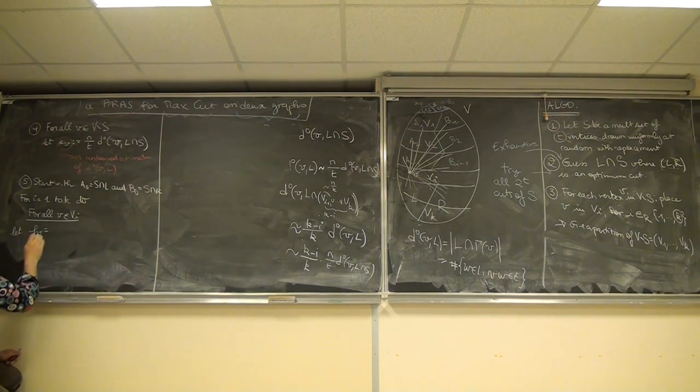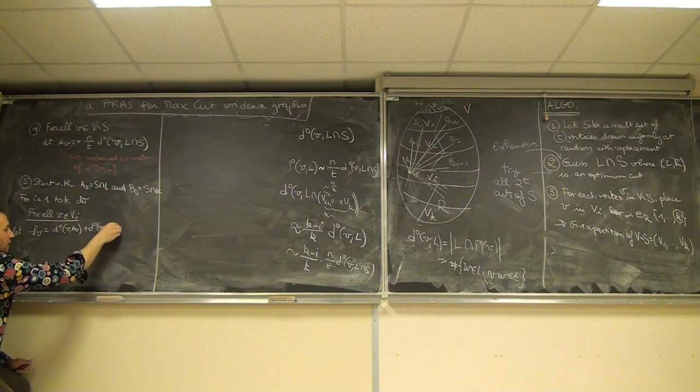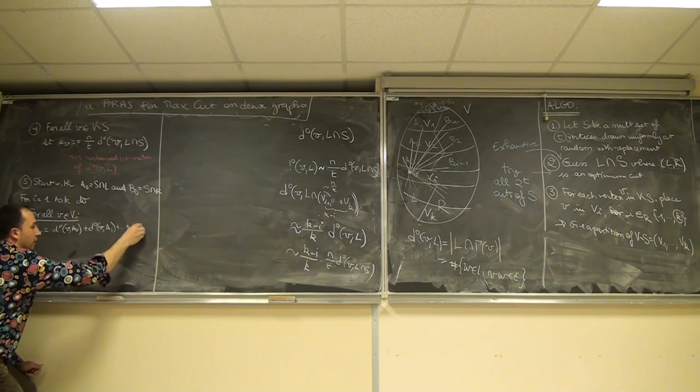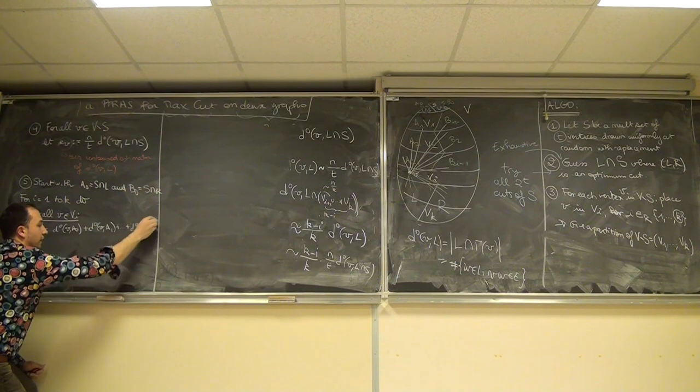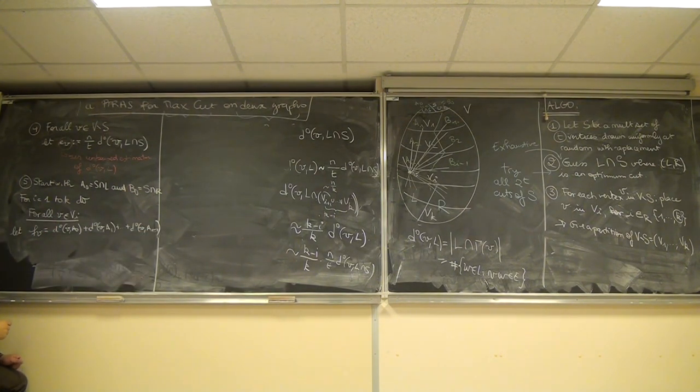Okay? Let Fv be the degree of v with A0 plus the degree of v with A1 plus the degree of v with A(i-1). Okay? So this is for the upper part of the cut. We forget about the edges inside Vi. Okay? Vi will be small enough so that we don't care. We will deal with that later on. Okay?